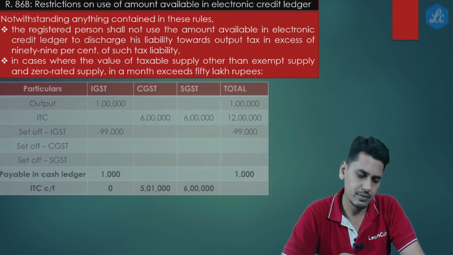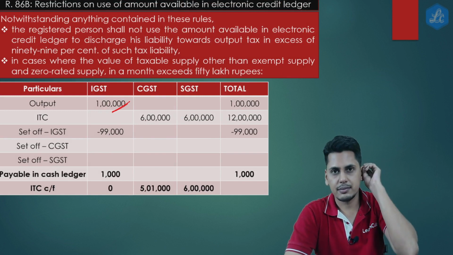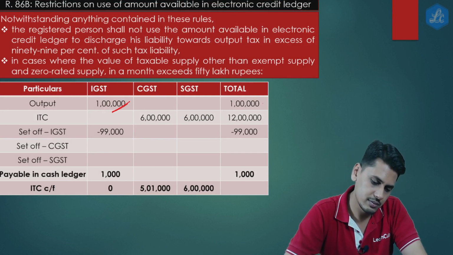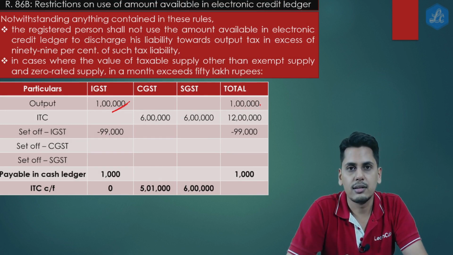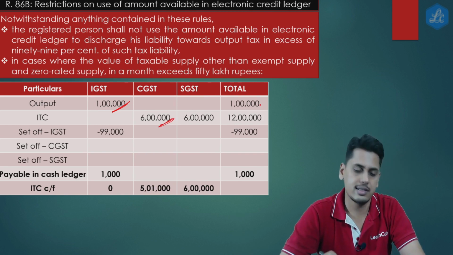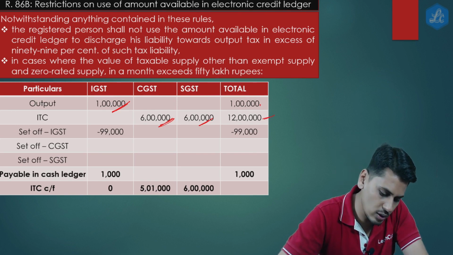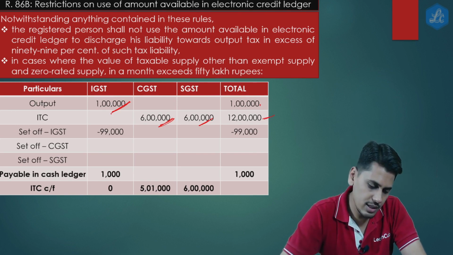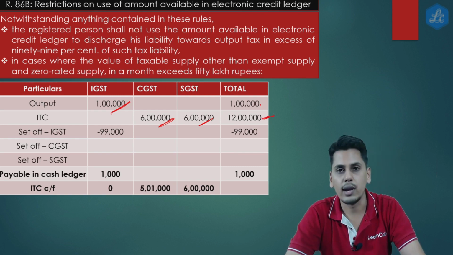The story continues. Let's say in the next month, these are the figures. Output is 1 lakh in IGST. Input tax credit which is available: CGST 6 lakhs, SGST 6 lakhs, totaling to 12 lakhs. The only liability in this particular tax period is IGST. Credits which are available are CGST 6 lakhs, SGST 6 lakhs, totaling to 12 lakhs.